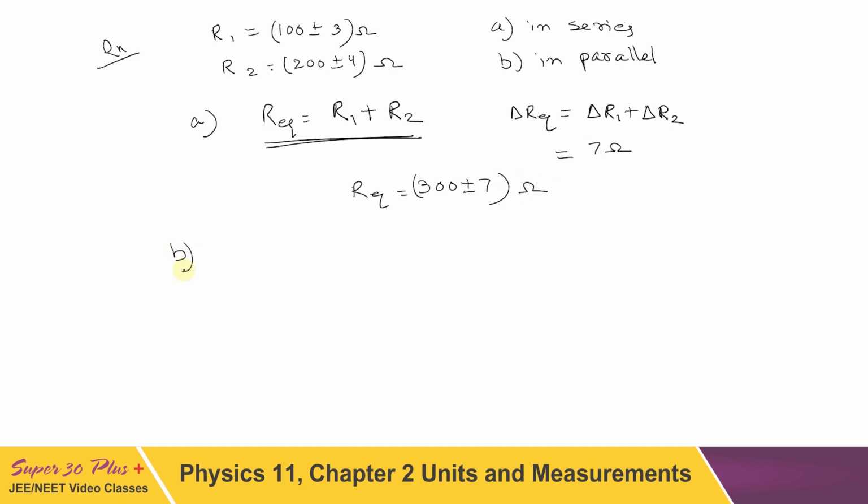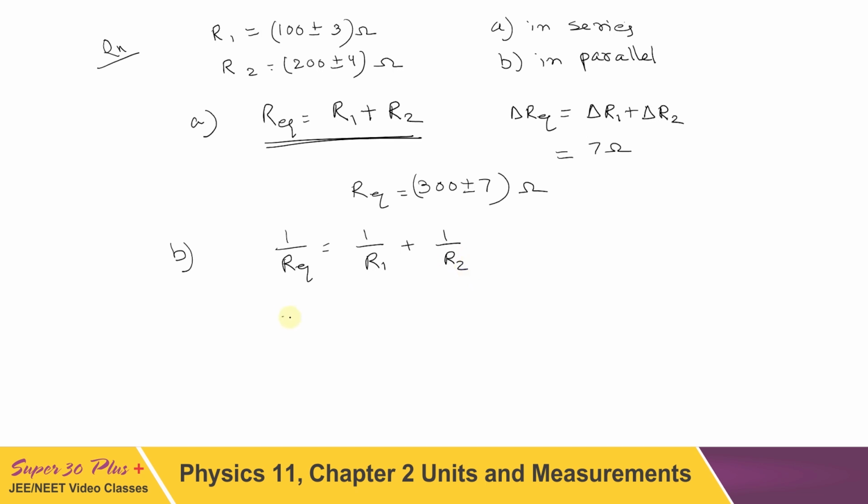Here R equivalent in parallel combination is written as 1 upon R equivalent is equal to 1 by R1 plus 1 by R2. So we cannot apply any standard formula here. How to calculate error then? See, error is always calculated with the help of differentiation. Even the standard formula was derived with the help of differentiation only. So let us differentiate the whole expression.